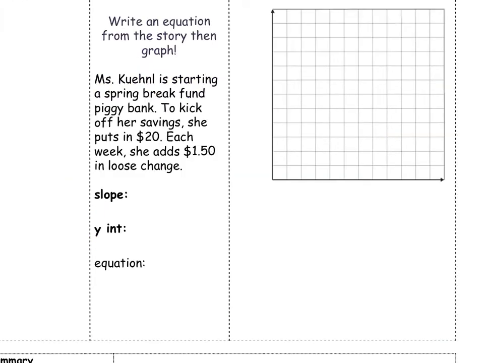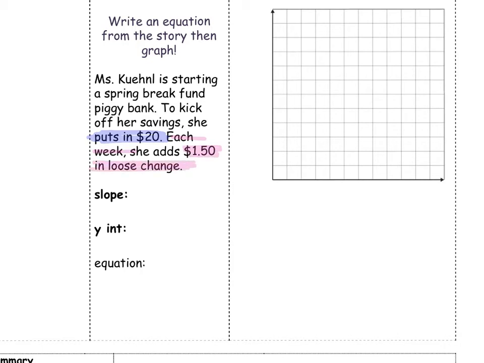And our next question says, Miss Kennel is starting a spring break fund piggy bank. And to kick off her savings, she puts in $20, and then each week she adds $1.50 in loose change. So I see I put in $20 for my starting point, and then each week I add $1.50 in change.